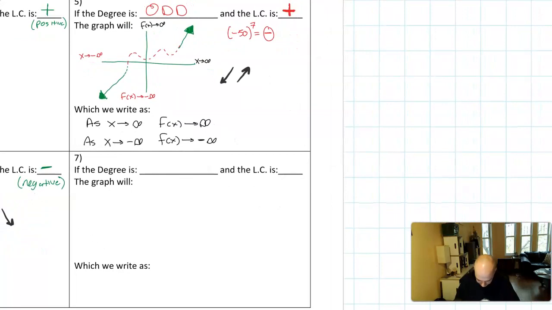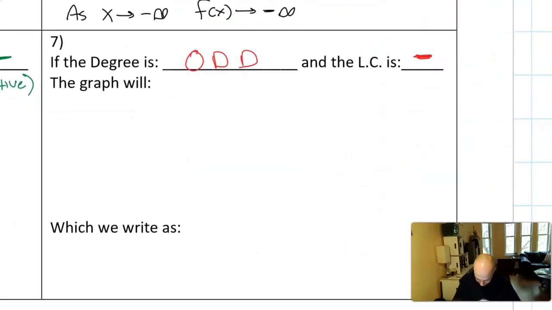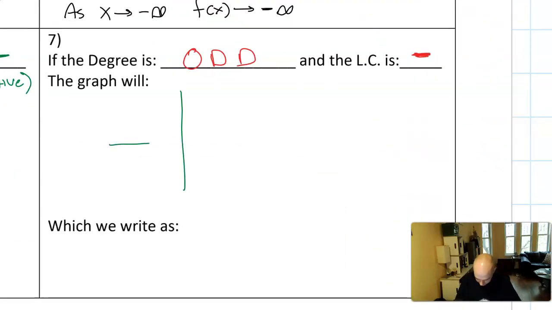And let's do the last one, which is an odd degree, but a negative leading coefficient. Just like the last one, this is going to be a reflection of the one we just did. We'll draw that out. As before, there might be some kind of garbage going on in the middle. Who knows what this is?